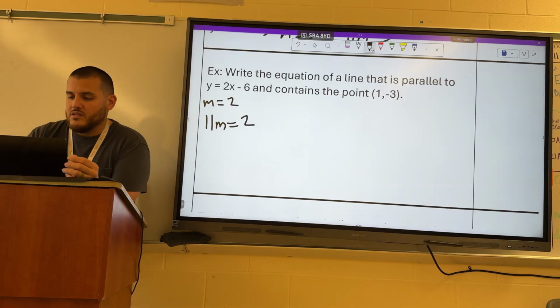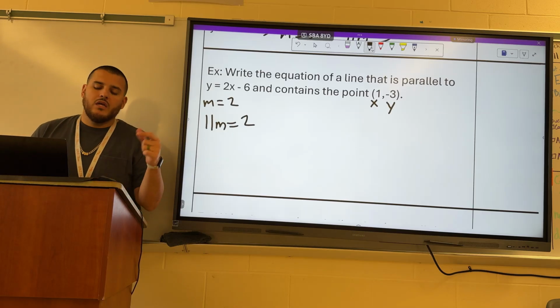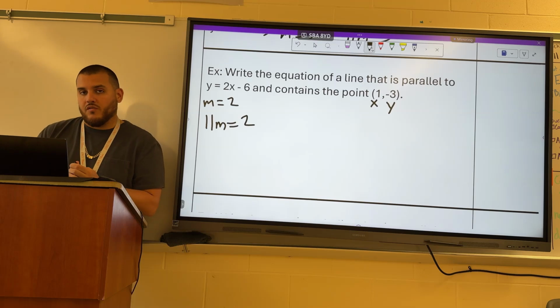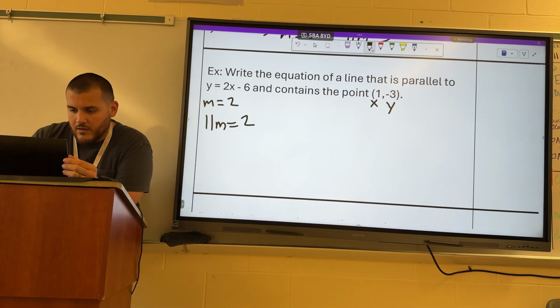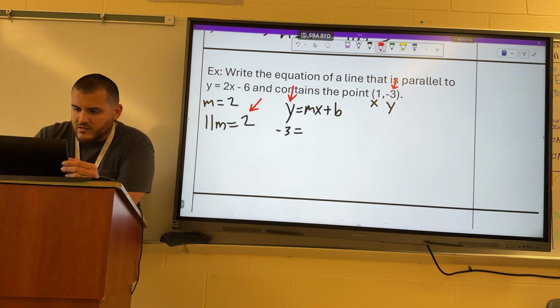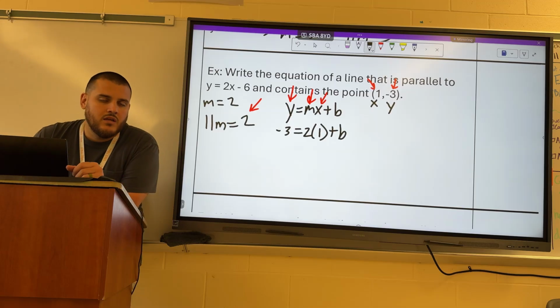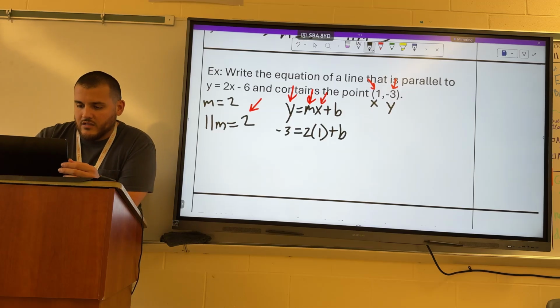Remember, the point that's given to us has an x and a y coordinate. We're going to use those along with our slope in our slope-intercept equation to solve for the y-intercept, that b. So we're using y equals mx plus b, and we're substituting our values in. We have a y of -3, that's going right here. We have a slope of 2, that's going to sub in for our m. We have an x-coordinate of +1, that's going to sub in for our x. And now the only unknown in our slope-intercept equation is the y-intercept.